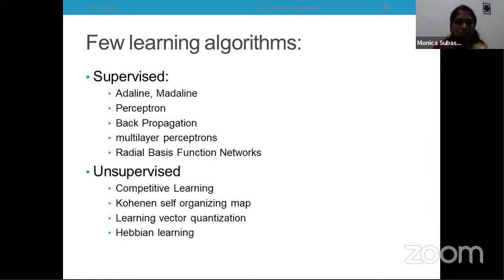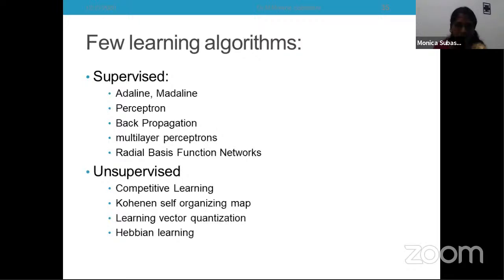Next, a famous one is perceptron. For a linear classification problem, you can choose perceptron. Next, the backpropagation algorithm for solving convolution networks.